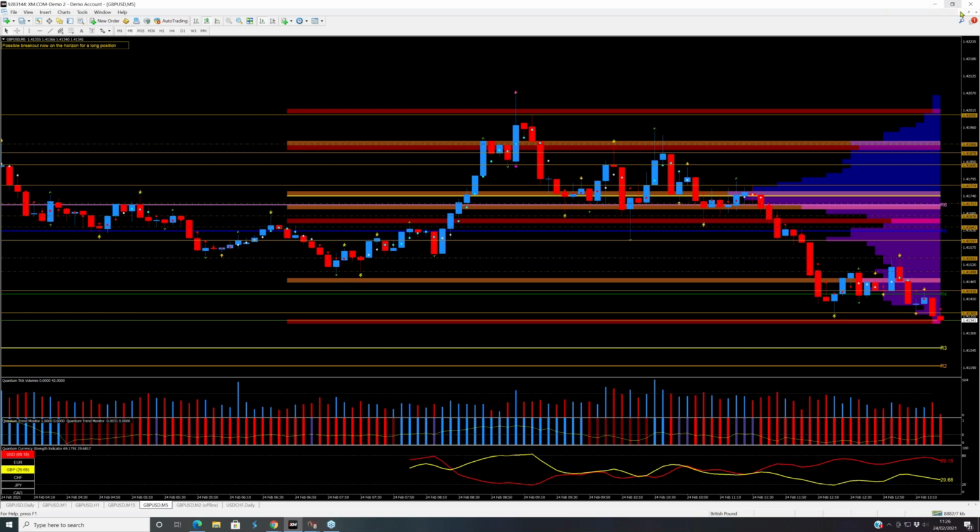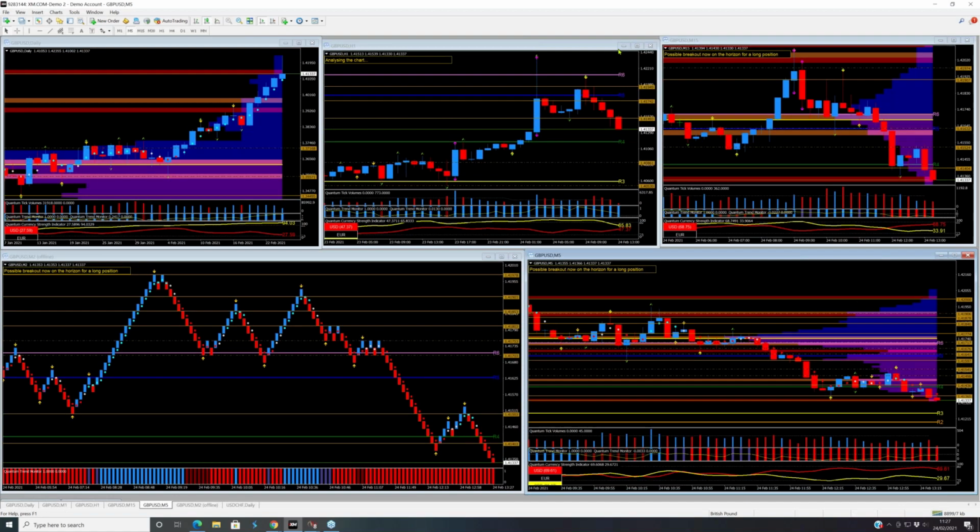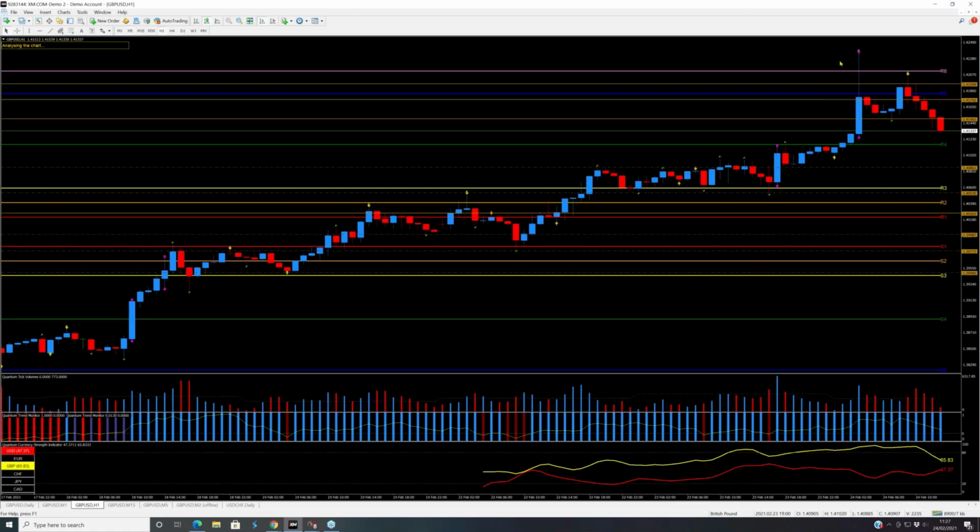Right, what's happening on cable now? As I said, we've got some support here. What's interesting is the dollar is turning down, but so is the British pound. So this could carry on lower, but it is at this volume-based support here. Now, what's interesting on the hourly chart, we are still within the volatility candle, but where is this heading on this time frame? The key level here is the R4 on the hourly chart.